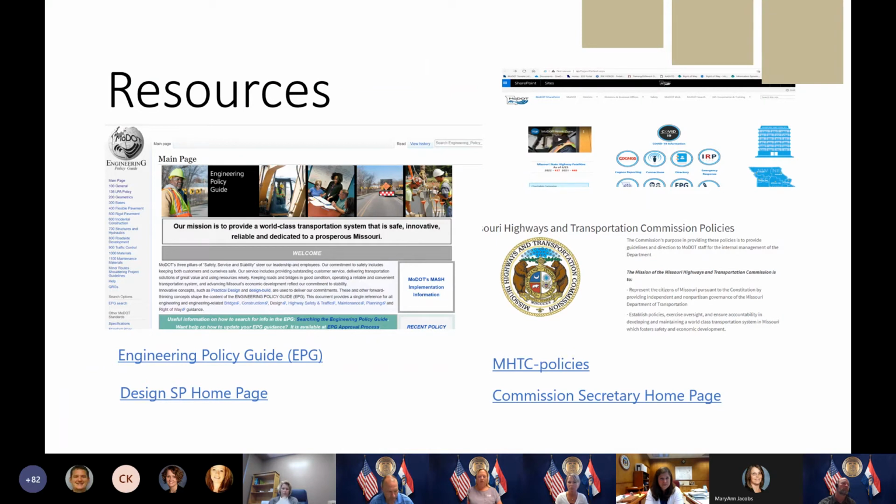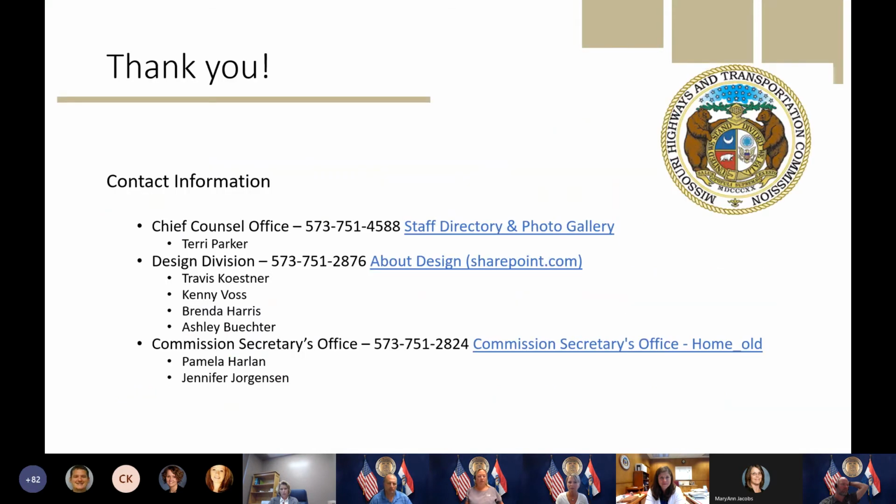Some other additional resources can be found in MoDOT's SharePoint site. There are several online resources to assist you with guidance. A few other items that you could use as reference, and again, the links are on the slide. The EPG, or Engineering Policy Guide. Commission policy, there are several commission policies that we are required to operate under, along with MoDOT procedures. The Design SharePoint site and Commission Secretary SharePoint site, all can be found here. And with that, I will turn it over to Kenny or Travis to close us.